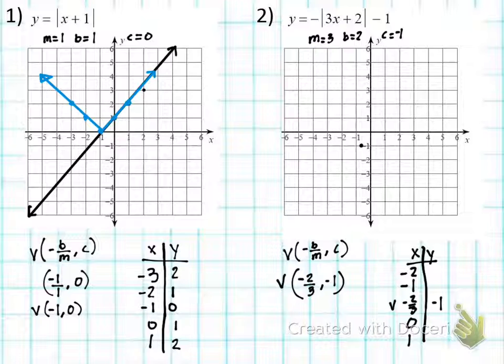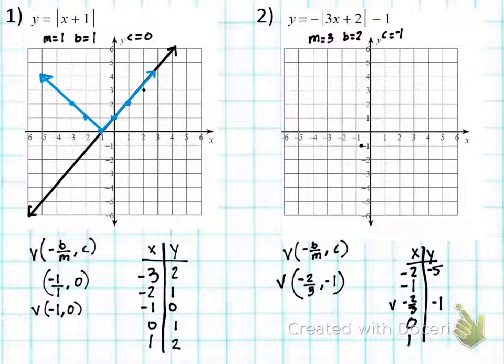So plugging these back into our original equation, taking negative 2 and plugging it back in here. Carefully now. 3 times negative 2 is negative 6. Negative 6 plus 2 is negative 4. Absolute value of negative 4 is 4. 4 times the negative sign is negative 4. Negative 4 minus 1 is negative 5. This one's a harder one, right?